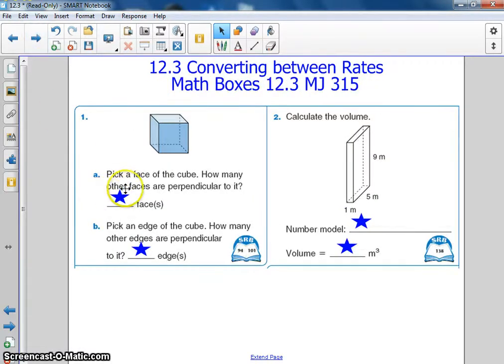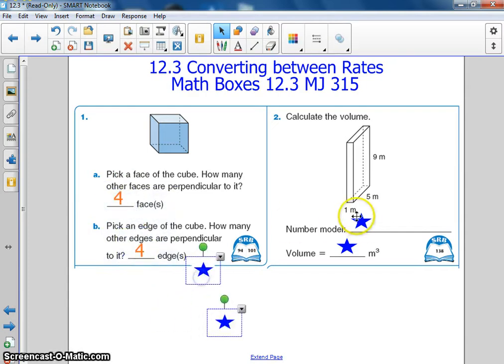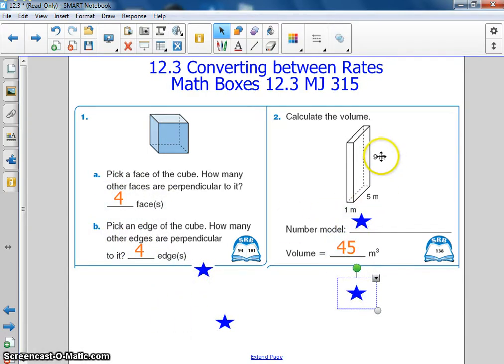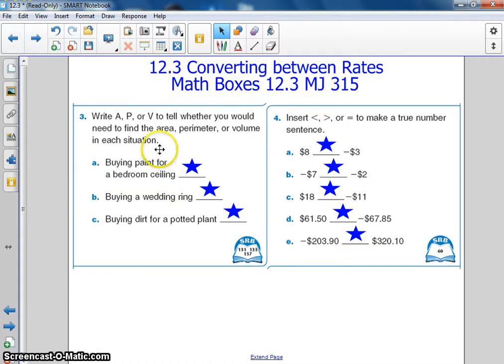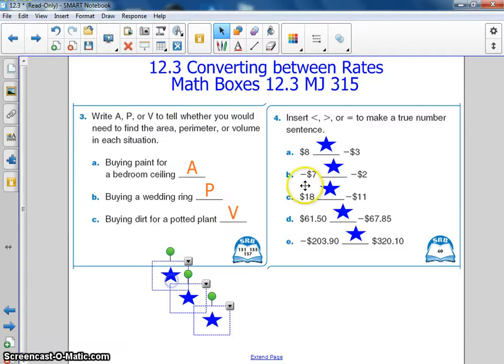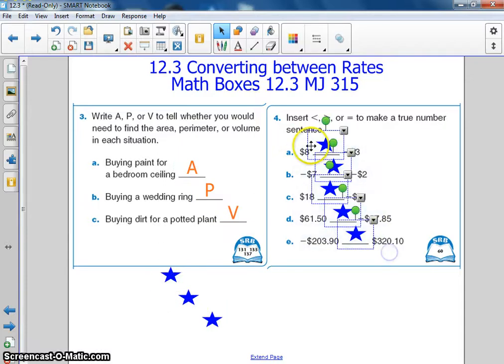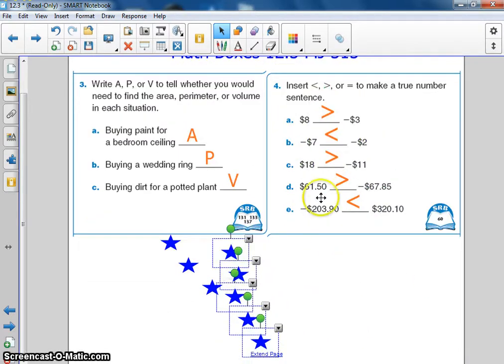Now these are how many faces in the cube, how many edges. Hopefully you got that. What's the volume here? It would be 45. 9 times 5 times 1. Area, perimeter, volume. Which one? There you go. These, which ones are bigger or smaller? Make sure they make sense.